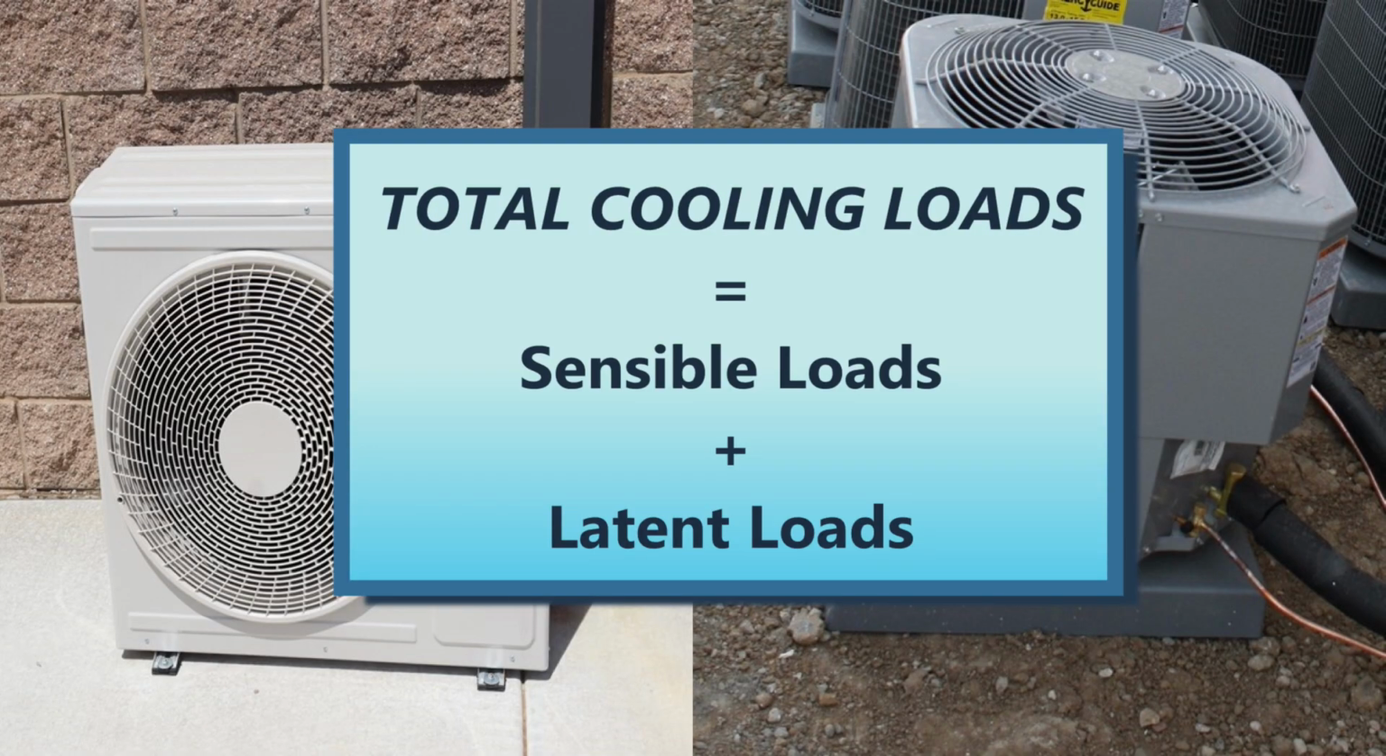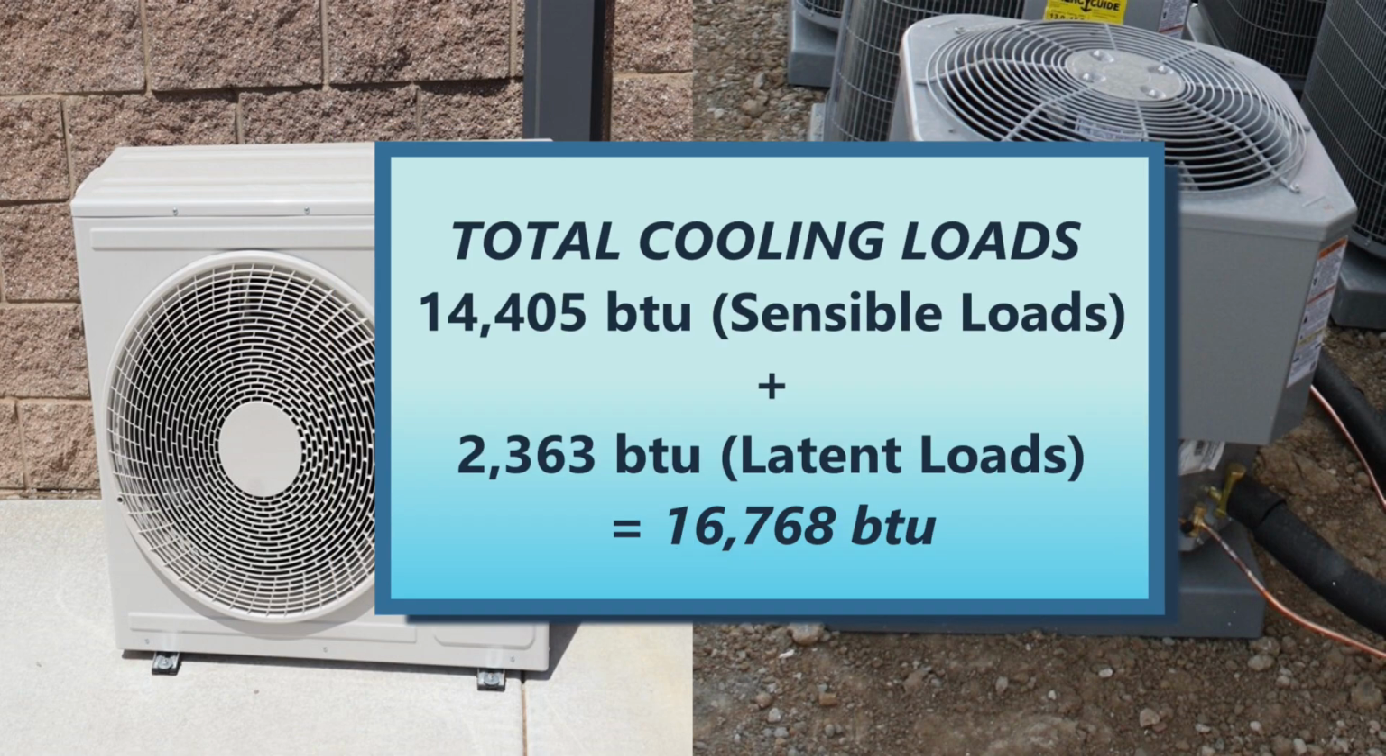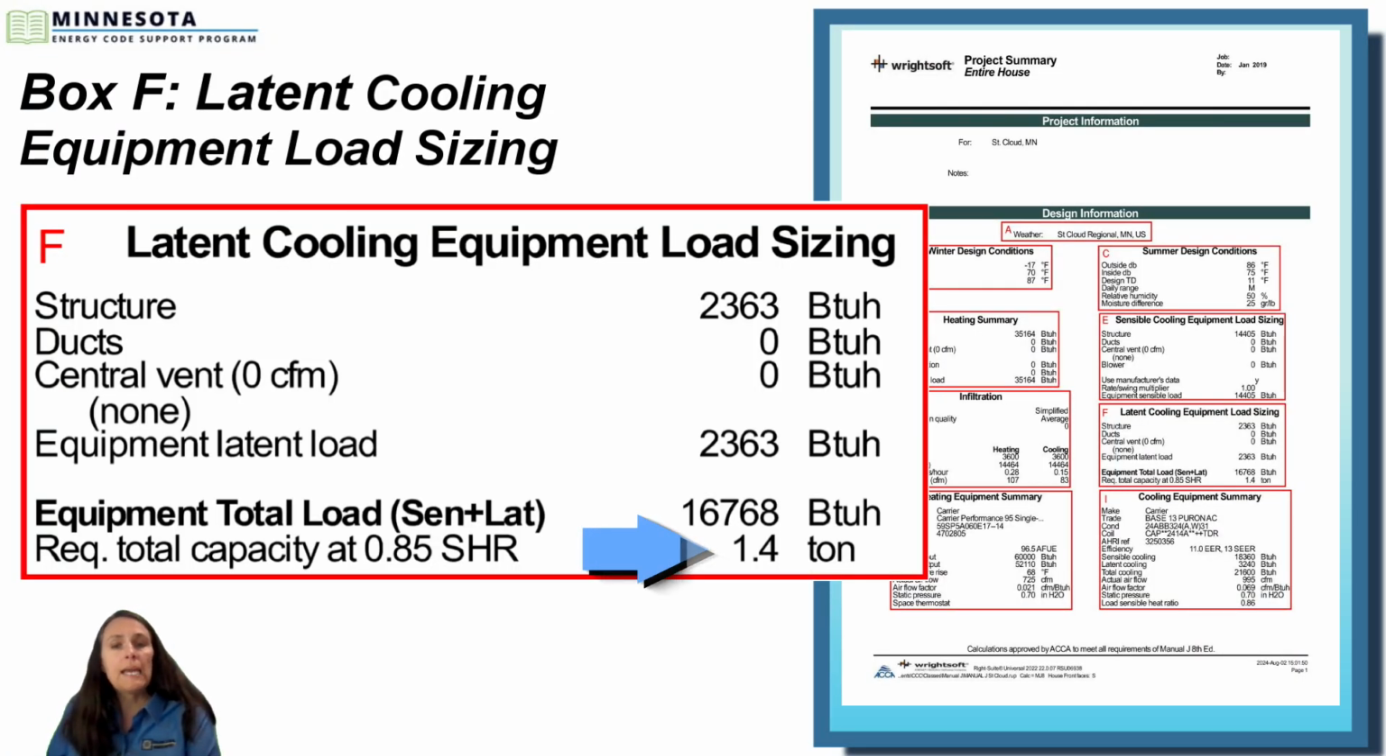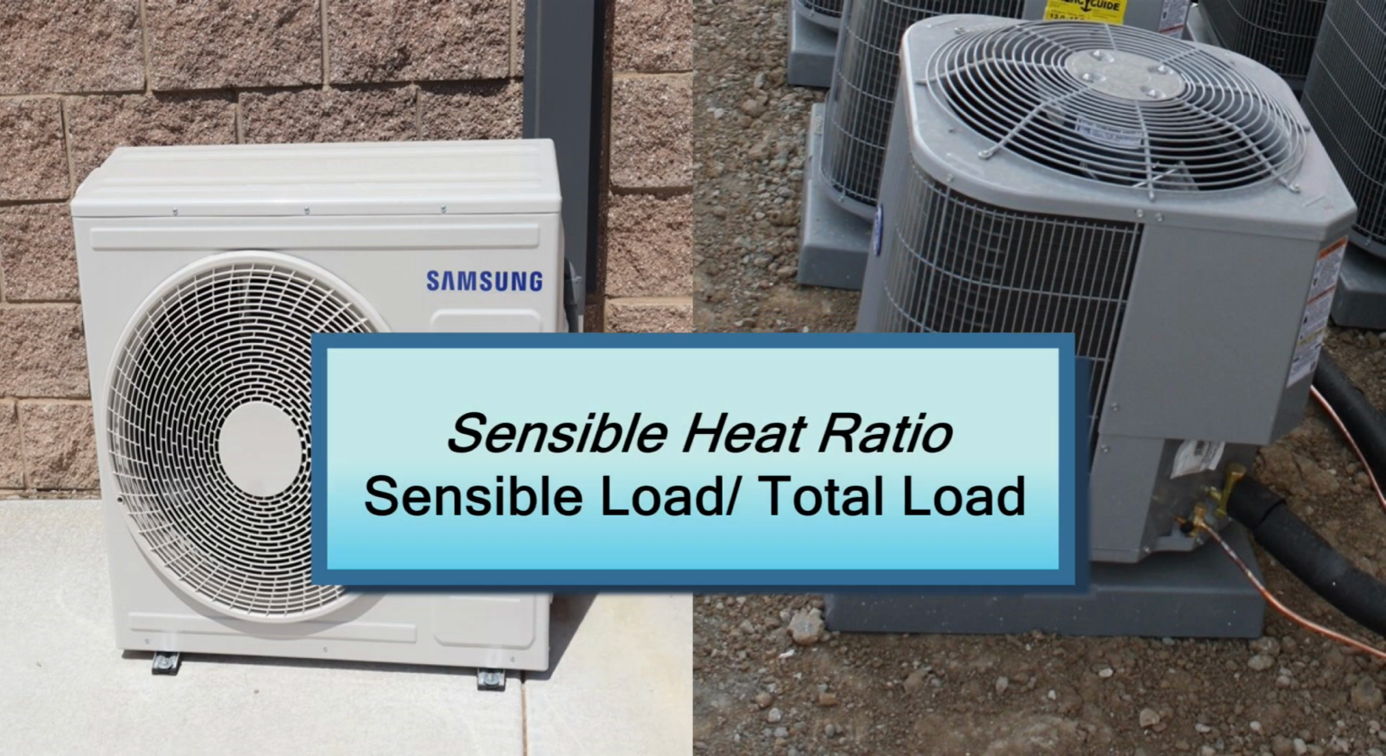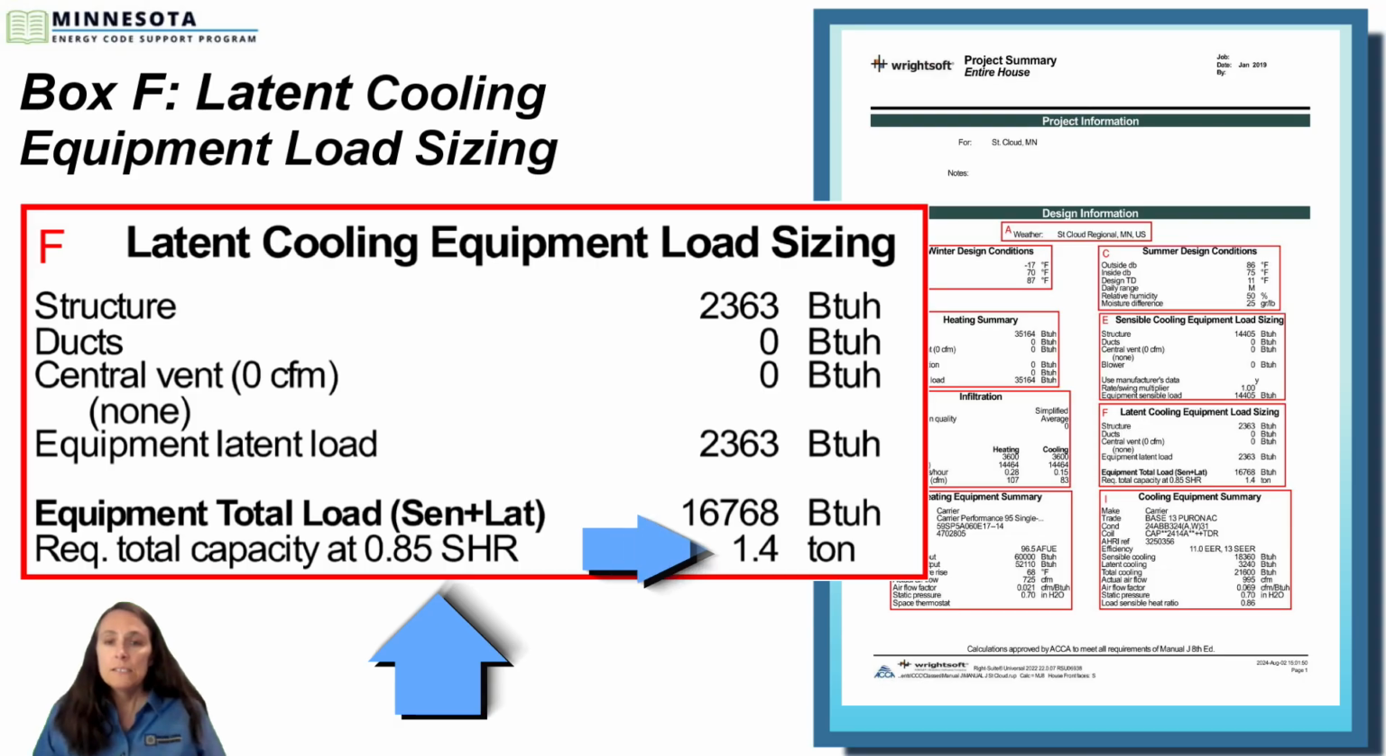This is where the equipment sensible load from box E is added to the equipment latent load from the row above. In this example, we would add 14,405 BTUs to 2,363 BTUs to give us a total of 16,768 BTUs. The last row is listed as required total capacity at 0.85 sensible heat ratio, which is that SHR. The SHR is the sensible load divided by the total load. Now, for dry climates, it might be 0.95 to 1, but this is a moist climate, so we're looking at the 0.85.